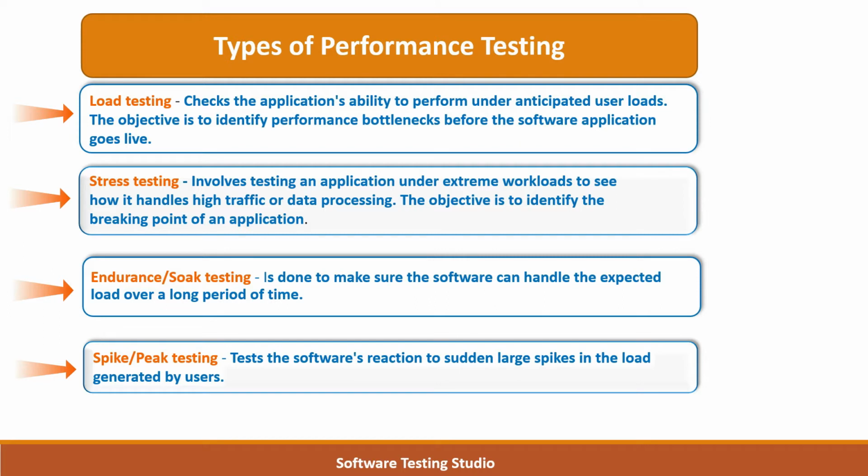Stress testing. This involves testing an application under extreme workloads to see how it handles high traffic or data processing. The objective is to identify the breaking point of an application. Endurance or soak testing. This is done to make sure the software can handle the expected load over a long period of time. Spike or peak testing. This tests the software's reaction to sudden large spikes in the load generated by users.